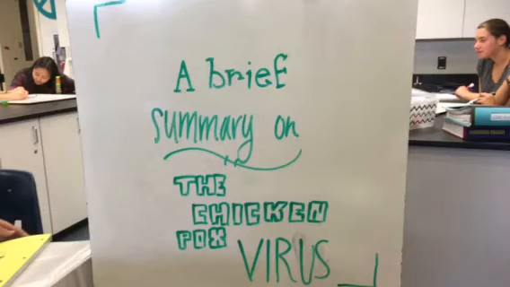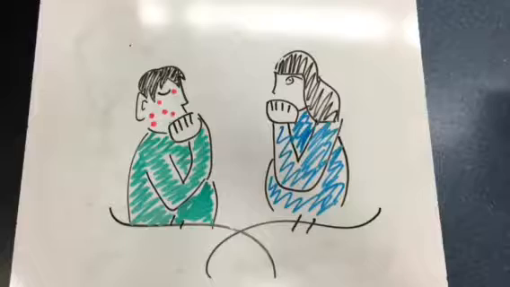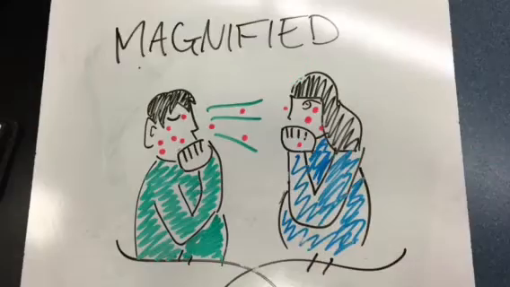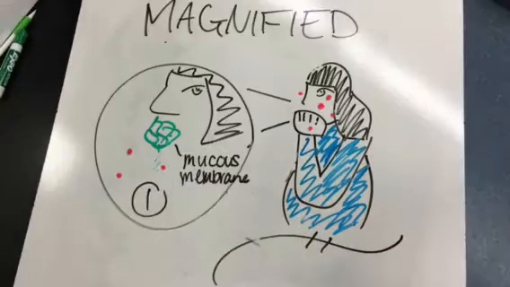Chickenpox is caused by the varicella zoster virus, which causes rashes and flu-like symptoms in its host. Chickenpox can be passed through direct contact or when it is airborne, such as when someone sneezes. It enters the body through the mucous membrane, which is the first line of defense.